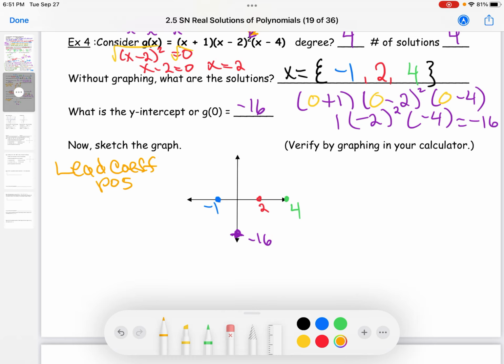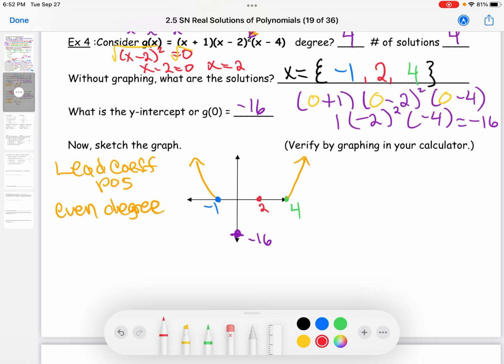The right end will point up. And we have an even degree, so both ends, left and right, will point the same direction. They'll both point up. So from the 4, on the far right, we point up because that leading coefficient is positive. From the negative 1 on the far left, we also point up because it's an even degree and those ends have to go the same way.